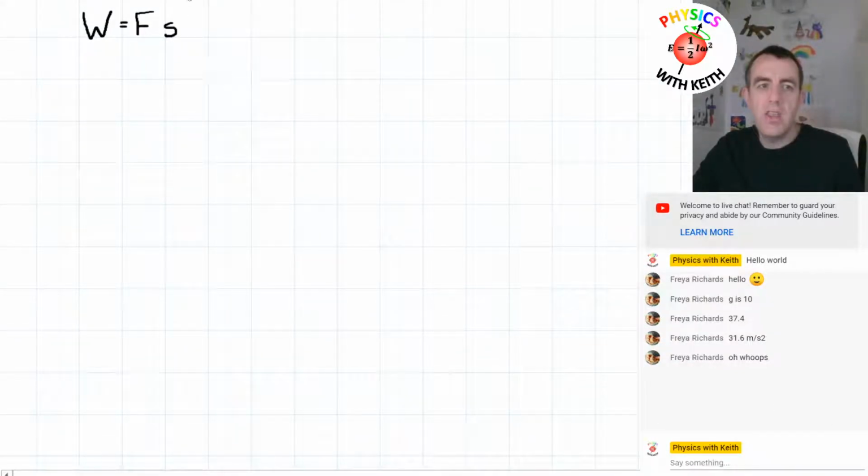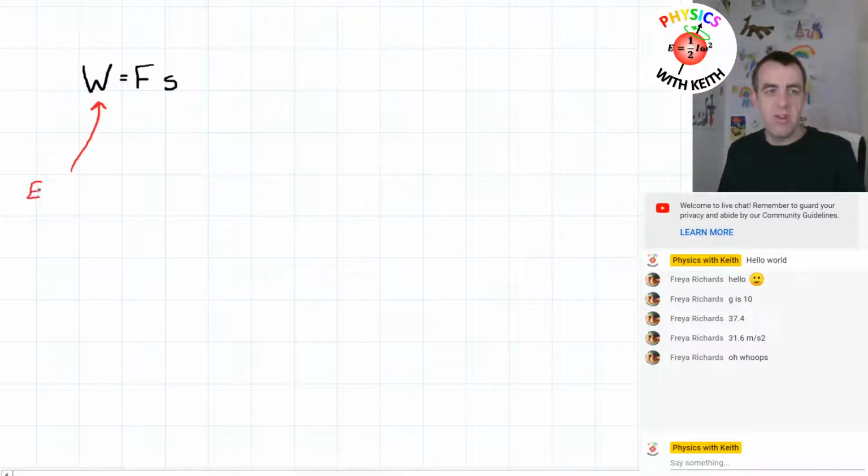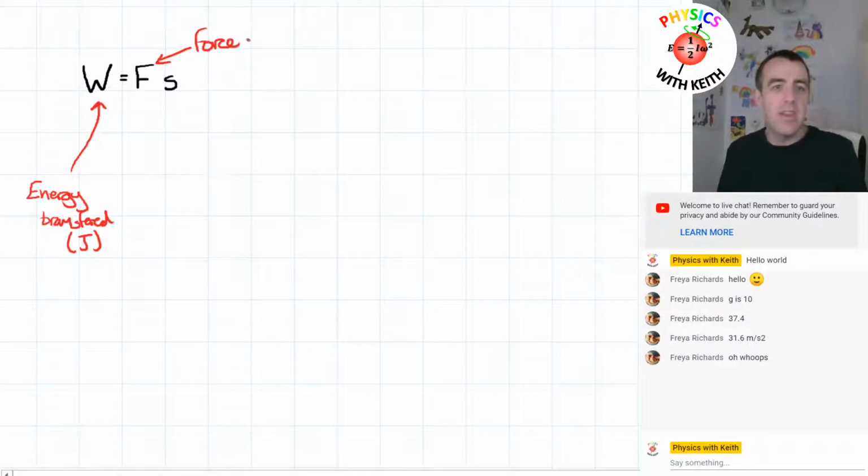An amount of work that is done, that's equivalent to the amount of energy that's transferred, it's just a technical name for energy transferred, is equal to a force that is being applied multiplied by a distance over which that force is acting. So this is energy transferred, spelled wrong. Transferred. I don't know how many R's are in transferred. In joules. Force in newtons.